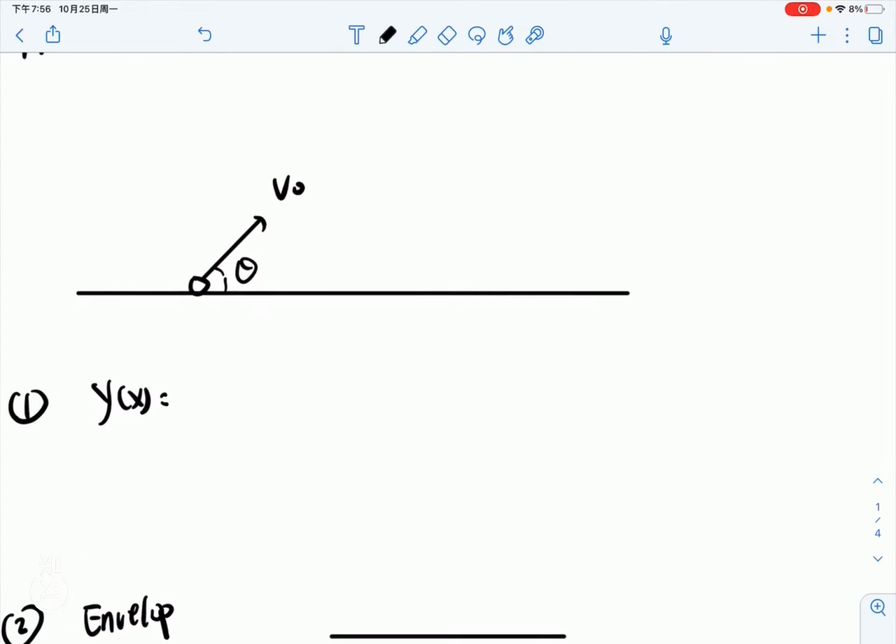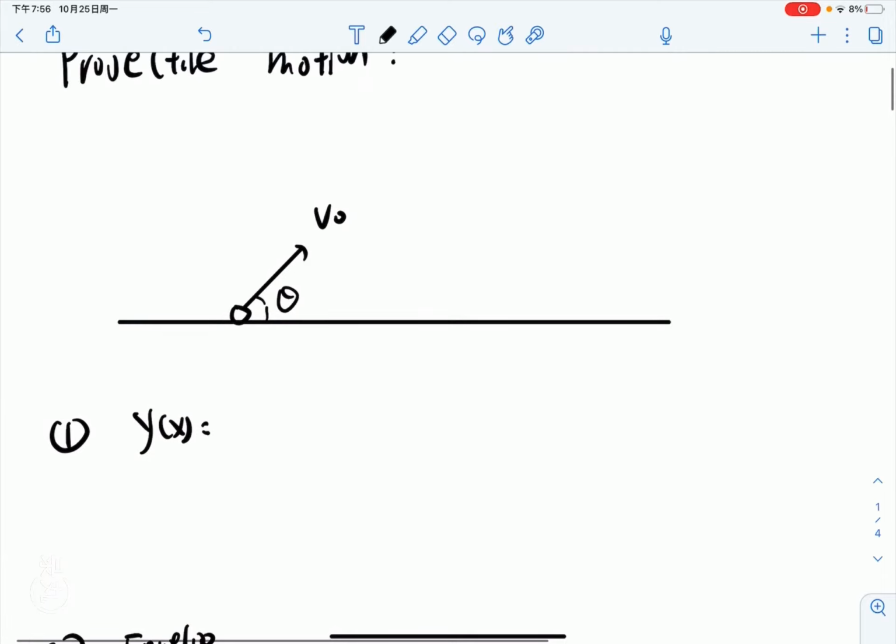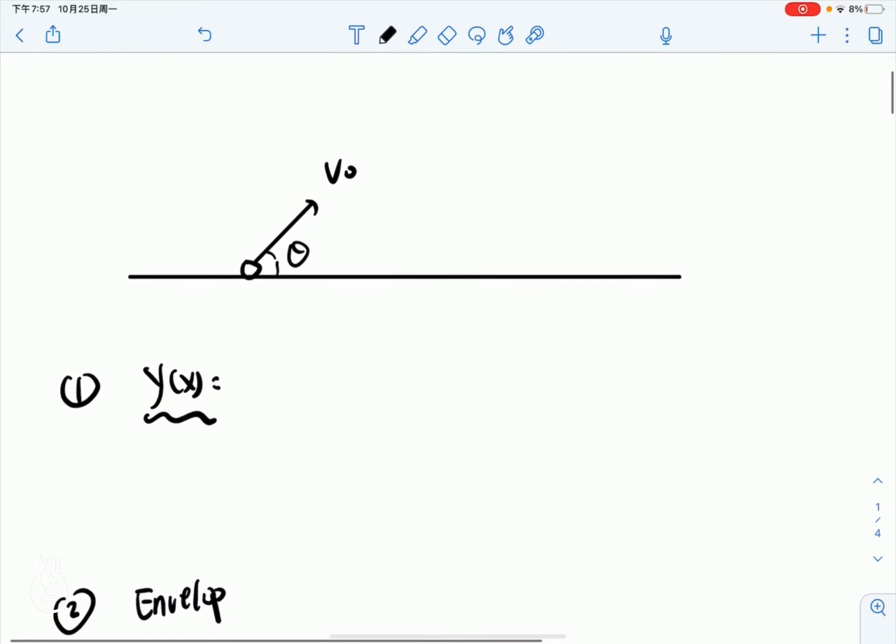Here, if you have a ball over here and you throw it with the velocity of v, and you can vary the angles, we want to find what is y of x. So basically, what does the trajectory look like?